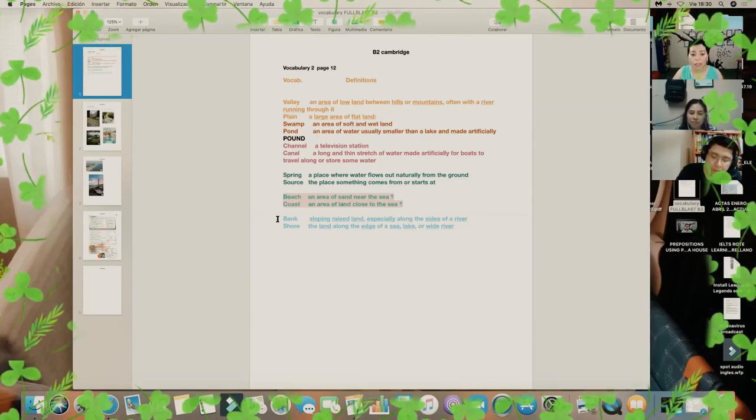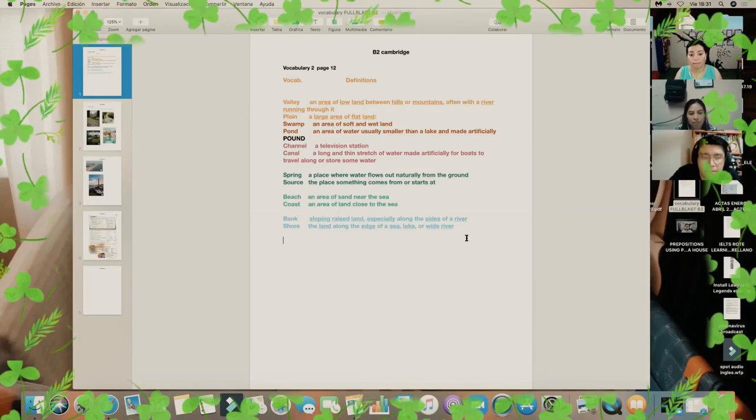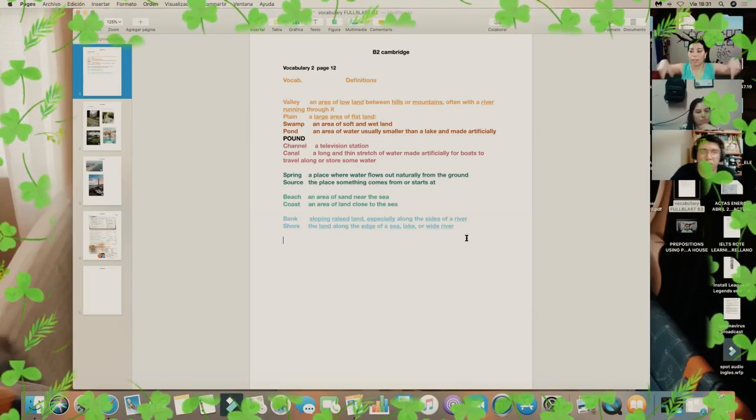And this one's bank and shore. I'm going to read the concepts and then you think about one example for each one. The bank is a sloping raised land, especially along the sides of a river. Sloping raised land, like this. Maybe it's the sea or the river, and then we have this sloping raised land, especially along the sides of a river.